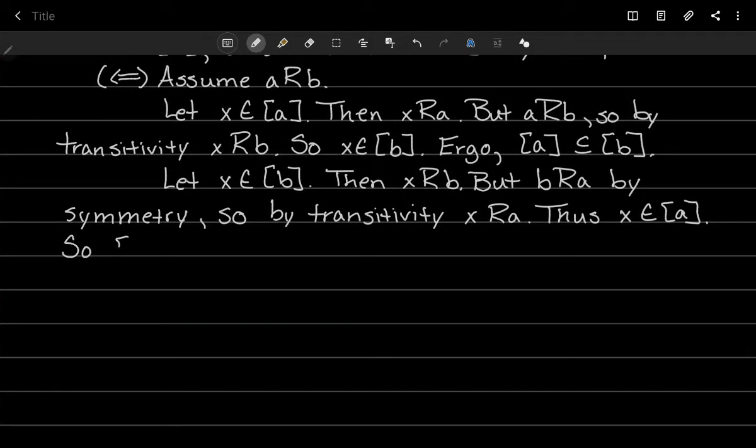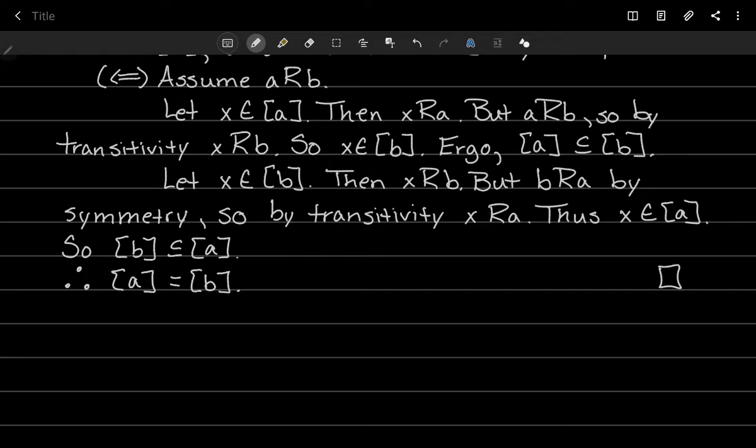So we just showed the equivalence class of B is a subset of the equivalence class of A. But wait, if one set is a subset of another, and vice versa, so if equivalence class of A is a subset of equivalence class of B, and equivalence class of B is a subset of equivalence class of A, that means they're equal. So therefore, equivalence class of A equals equivalence class of B. And that's what our proof wanted. Okay, we showed both directions, so we're done.